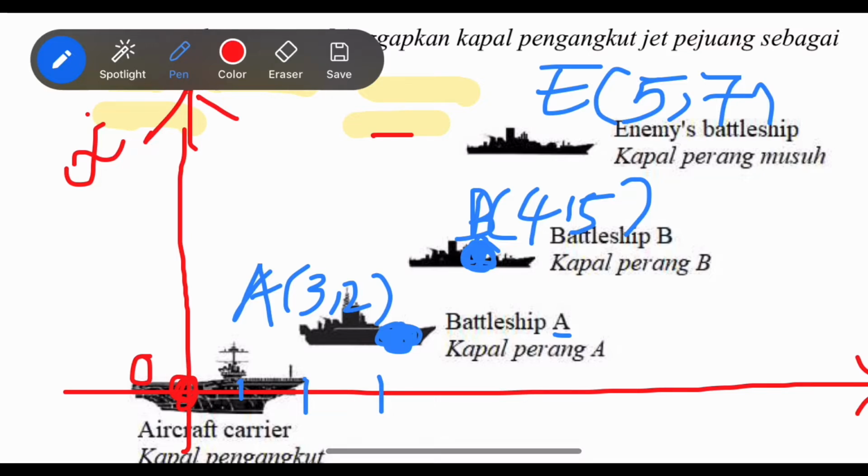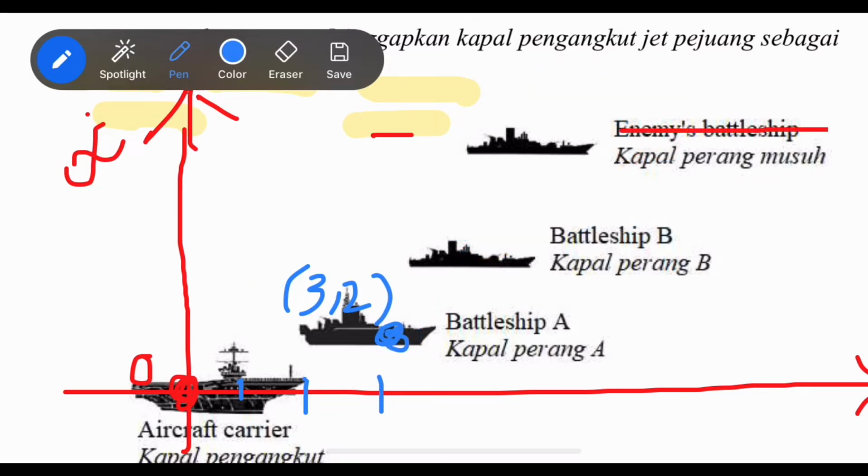And we have battleship A, battleship B, and the enemy's battleship. So we will label the points. We just assign each of the battleships as one point. For battleship A, I use 3, 2. For battleship B, I will follow the point given. Battleship A is 3i plus 2j, and you know, i means 3 units along the x-axis, so it's actually coordinate 3 for x, and 2j means 2 units along the y-axis.